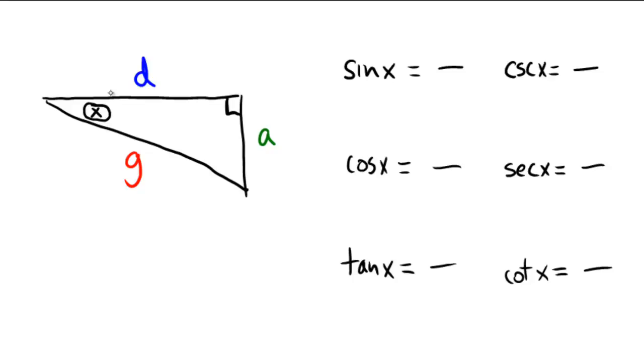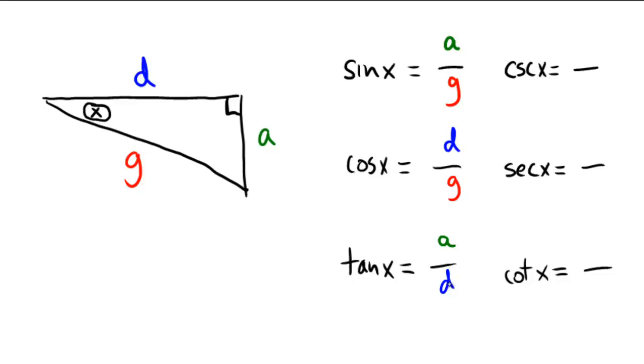First, for sine, we do opposite A over hypotenuse G. For cosine, we do the adjacent, the next-to leg, which is D, over the hypotenuse, which is G. And for tangent, we do the opposite A over the adjacent D. Those are the main ones, sine, cosine, and tangent, by SOH CAH TOA.